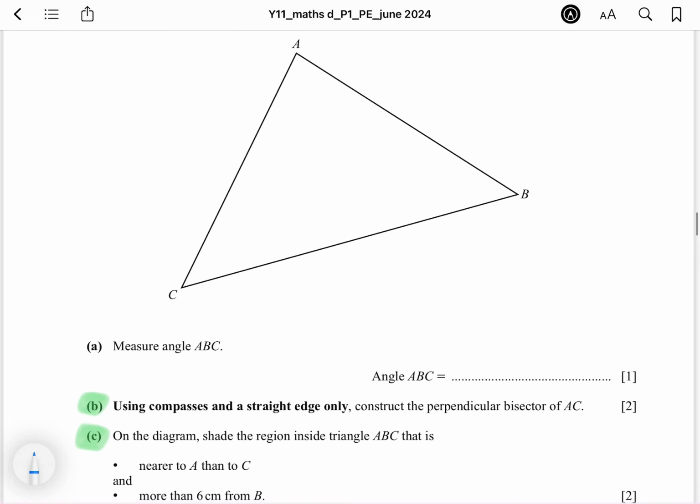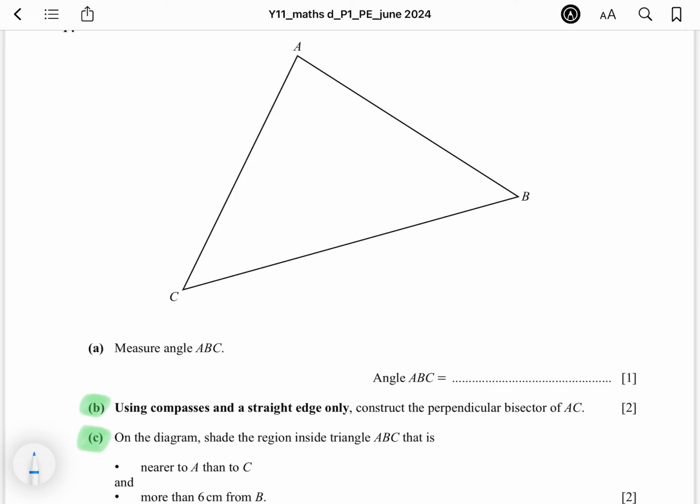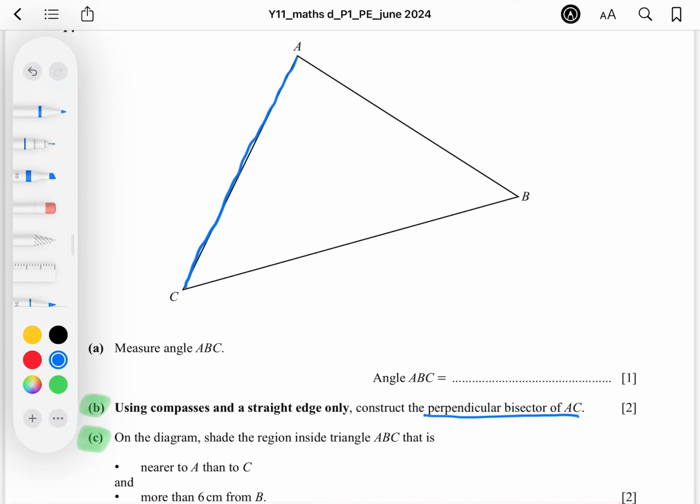For this next question, you do need to use your geometrical set. So for part B, using compass, construct the perpendicular bisector of AC. So AC is this line here, this line there. So use your compass.